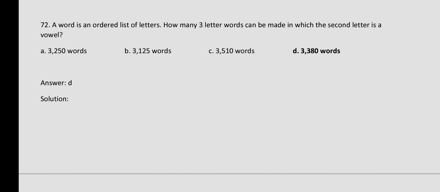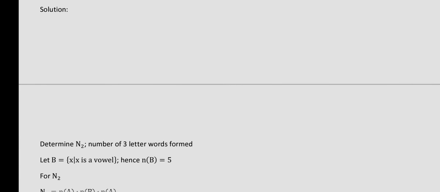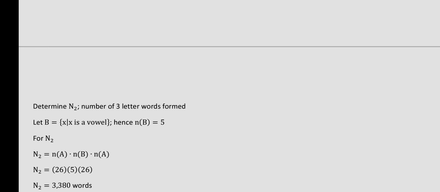Ito naman, number 72. A word is an ordered list of letters. Again, how many 3-letter words can be made in which the second letter is a vowel? Sagot daw dyan ay letter D, 3,380 words. Letter D. Solution, n sub 2 naman, number of 3-letter words formed.